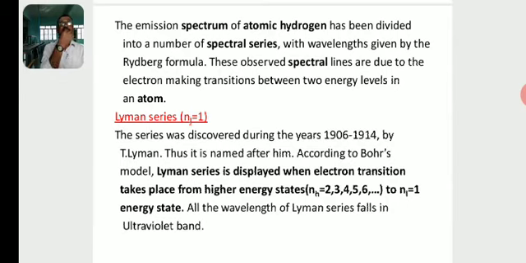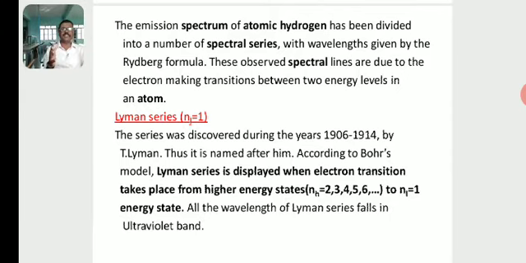So first you see the Lyman series. The series was discovered during the years 1906 to 1914 by T. Lyman. Thus, it is named after him. According to Bohr's model, Lyman series is displayed when electron transition takes place from the higher energy states, so second, third, fourth, fifth, sixth, etc., to the first energy state. So n1 is equal to 1. All the wavelengths of the Lyman series fall in the ultraviolet band.